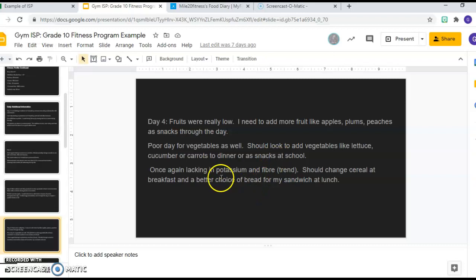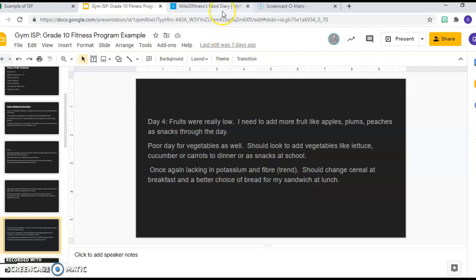And then, lacking potassium and fiber, and he put trend because he had that on a number of other days. I should change the cereal at breakfast, a specific recommendation at a specific time of day, and a better choice of bread on my sandwich at lunch. Again, he's looked at this problem and he can solve it with one of these two solutions, right?